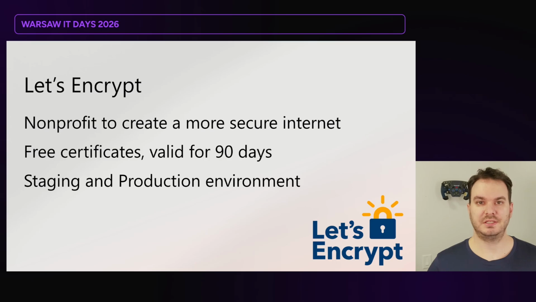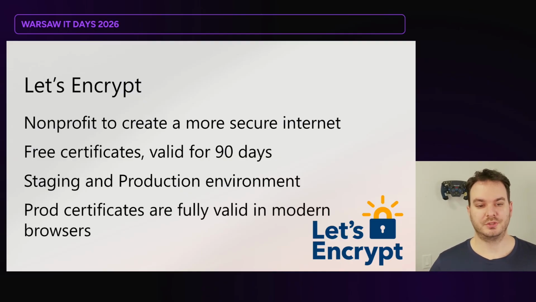And the second difference is that the staging environment gives you development certificates. This means you will get a warning in the browser that even though you have an HTTPS connection, you don't have a fully valid certificate. With the production environment, you don't have to worry about this at all. You get a fully valid certificate, and the browser will also accept it and will tell you your connection is secure. So as I just said, with the prod certificates, it's like the ones you paid for in the past.